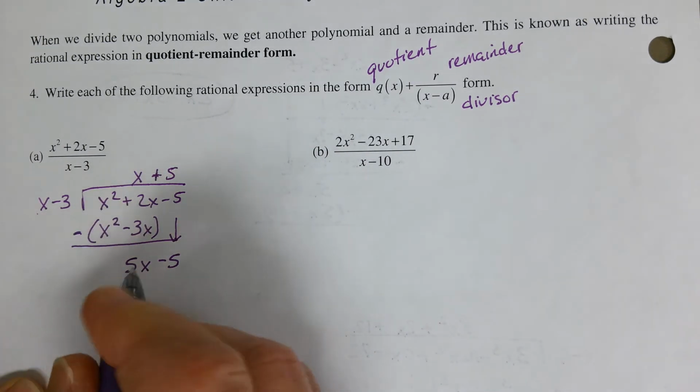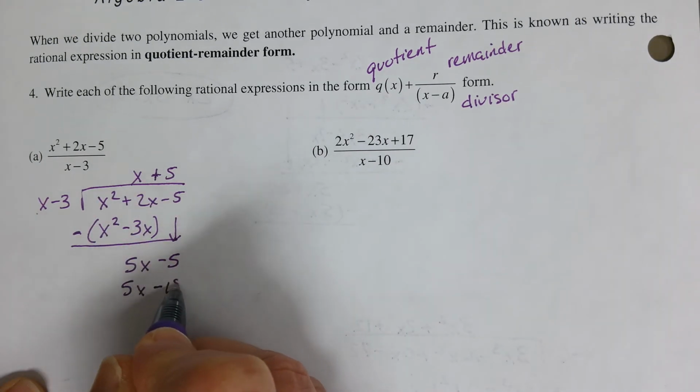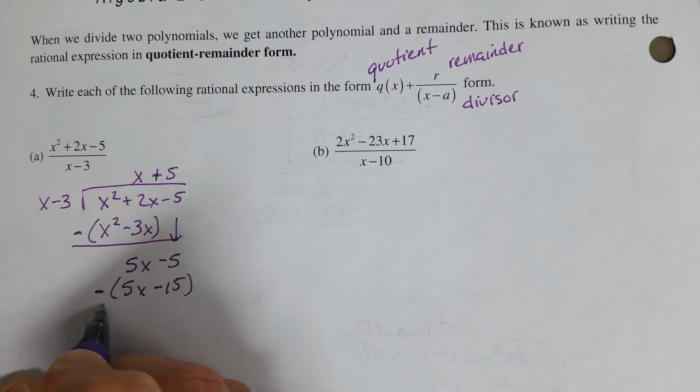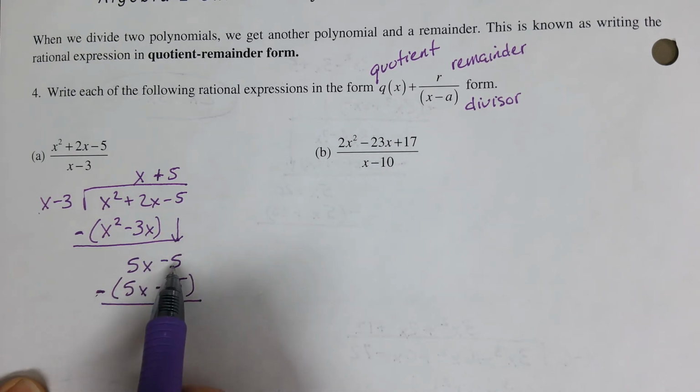Multiply 5 times x, 5x. 5 times negative 3, negative 15. Wrap in parentheses and subtract. 5x minus 5x is 0. Negative 5 minus negative 15, that's negative 5 plus 15 is 10.